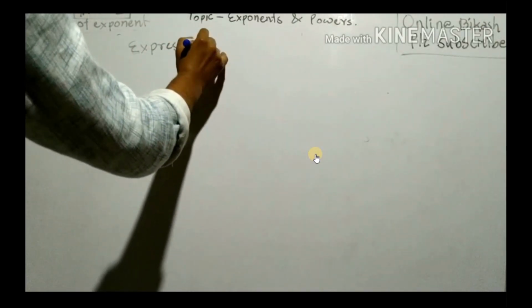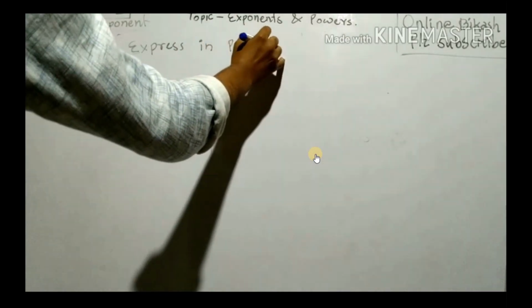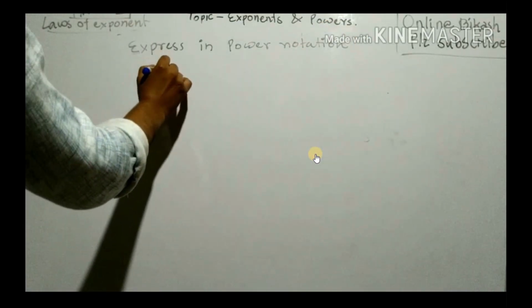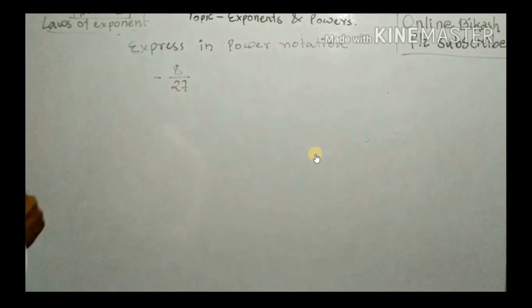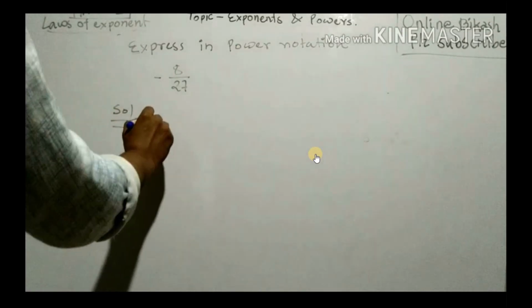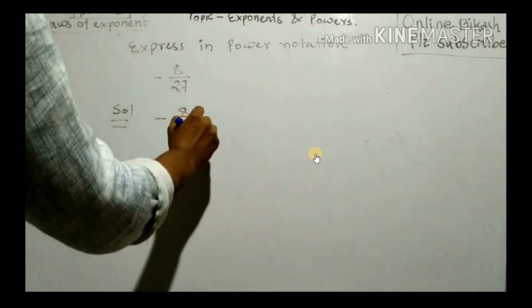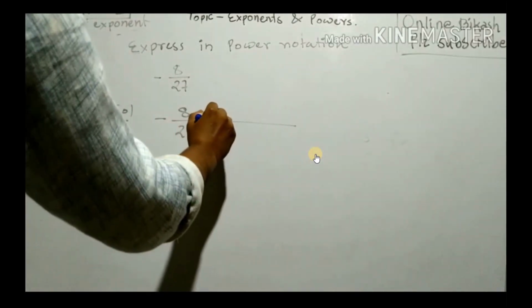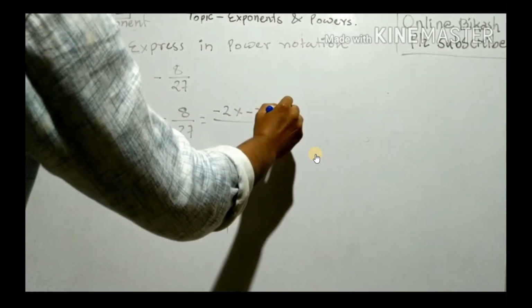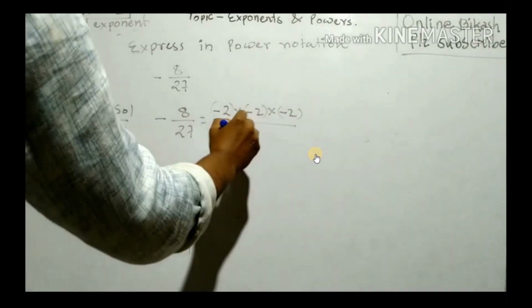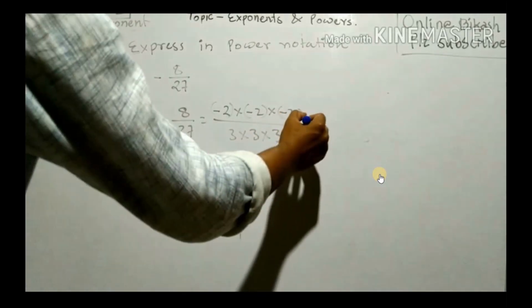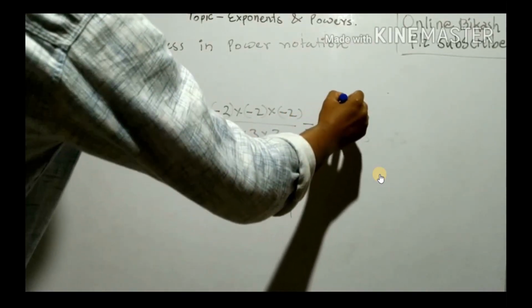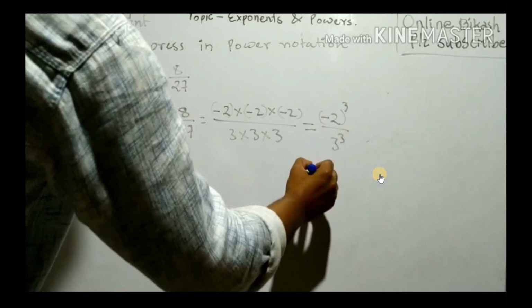Now another question: express in power notation. Same type of question, but the number will be different this time. Let us take a fraction, minus 8 by 27. In case of minus 8 by 27, we can write in the numerator minus 2 into minus 2 into minus 2. We must give the bracket. And in the denominator we will write 3 into 3 into 3. So in short it will become minus 2 whole cube over 3 whole cube.